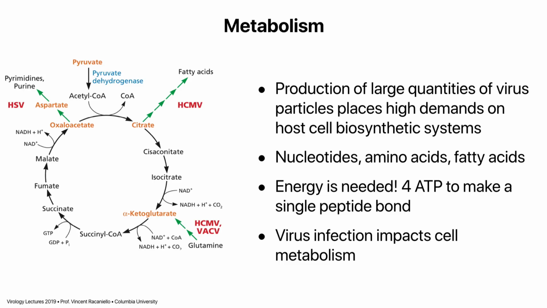All right, enough of translation. Let's talk about metabolism. You make a lot of proteins, a lot of virus particles. You need energy, you need precursors. You need nucleotides, amino acids, fatty acids, energy. You need 4 ATP to make a single peptide bond in a protein. You need tons of ATP. So viruses have to crank up the cell metabolism. And we're going to talk about that a little bit.